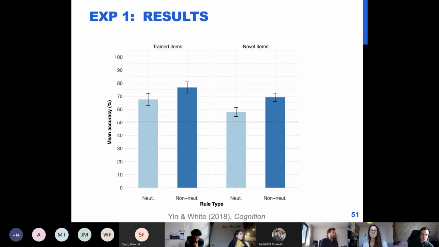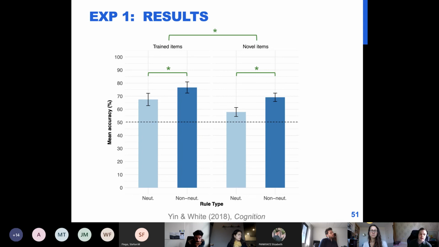Okay, so here are the results. Here we have trained items on the left, novel items on the right. On the x-axis, you can see the groups, so the neutralizing rules versus the non-neutralizing rules. And on the y-axis, we can see the mean accuracy. Okay, so we find a difference between the trained and novel items. This is again expected. We almost always see that people do better on trained items than novel items because again, they've seen them before.